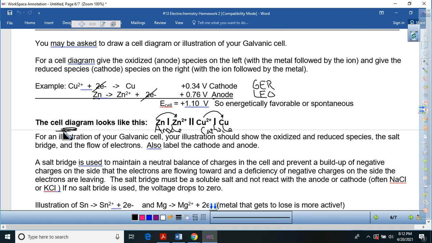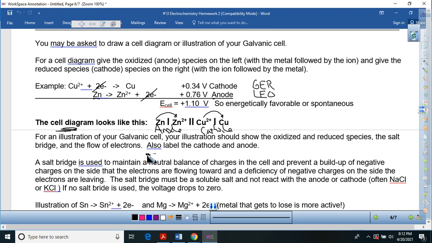So a cell diagram would look like this with the anode on the left, the cathode on the right, and it looks like an equal sign in between. And we need to show the flow of electrons for each half reaction. So the zinc to the zinc 2 plus and the copper 2 plus to the copper. So we're showing the flow of electrons.